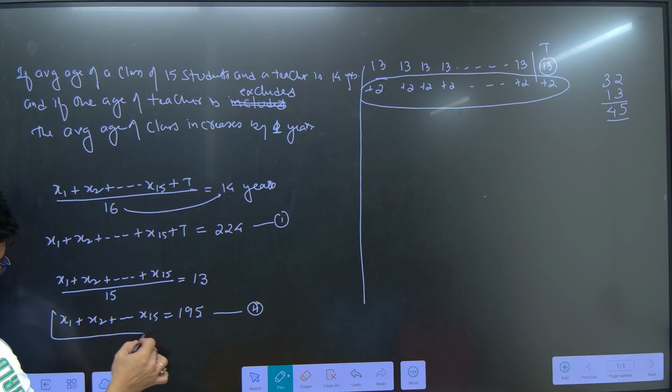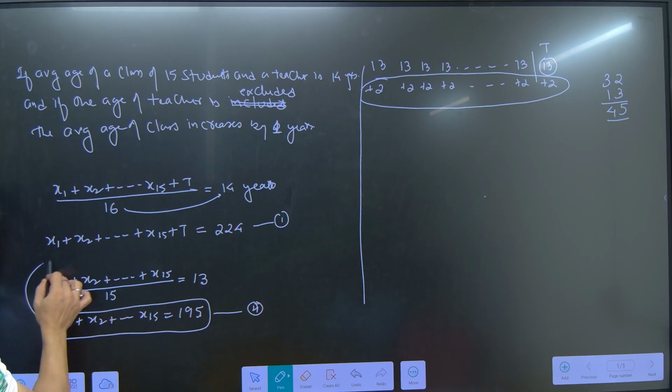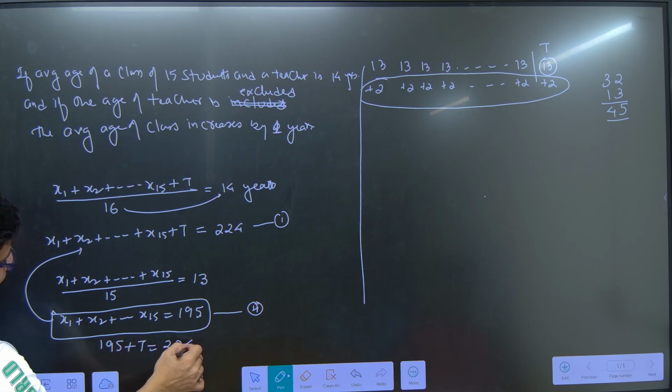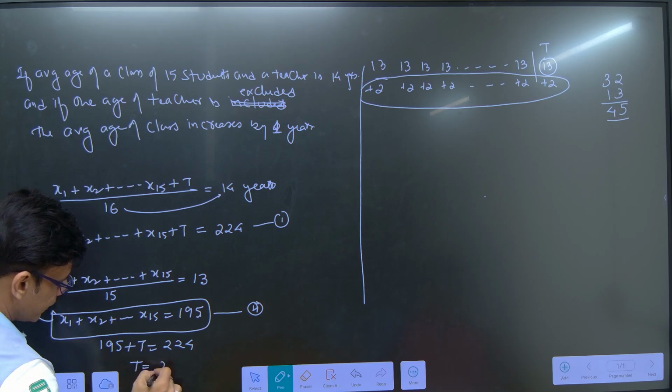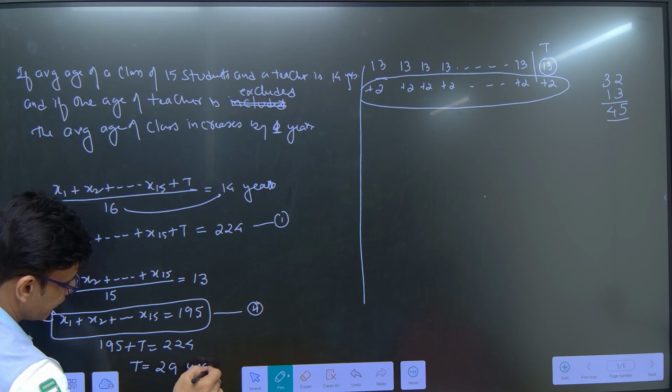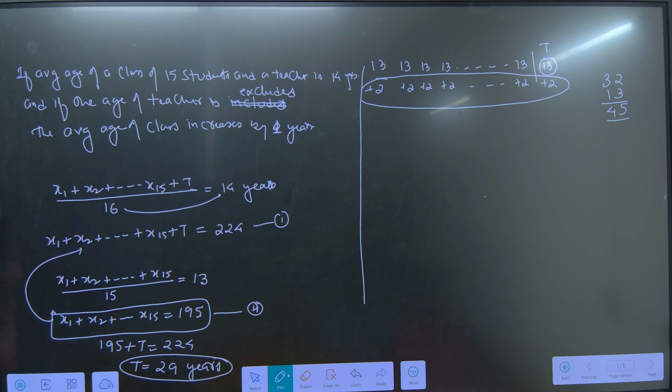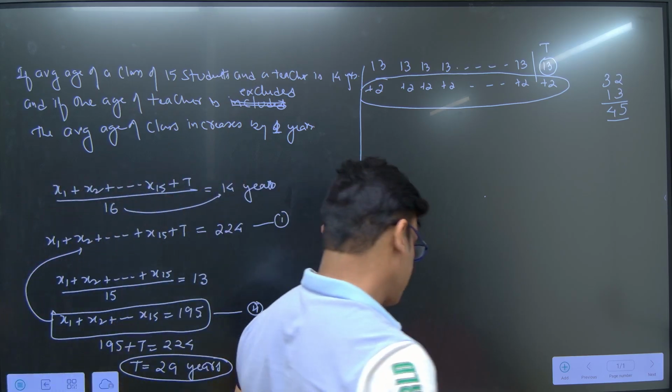Now what you are supposed to do is substitute this here, and when you do this, in place of this you write 195. So it is 195 plus the teacher's age is 224. What is the age of the teacher? 224 minus 195, which is equal to 29 years, right? The age of the teacher is 29 years.